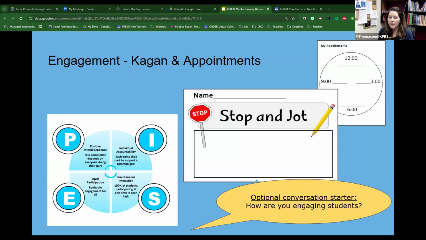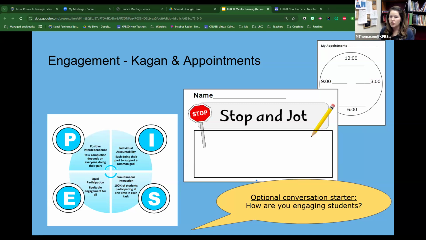Okay, now we're still on the week of February 18th, and we're talking about engagement. So I do have some resources for you to share with your mentee. The district has done quite a bit of PD on Kagan structures. And the whole idea behind Kagan is getting 100% of students engaging in the content. I mean, that's the goal overall. We're talking about total participation techniques.